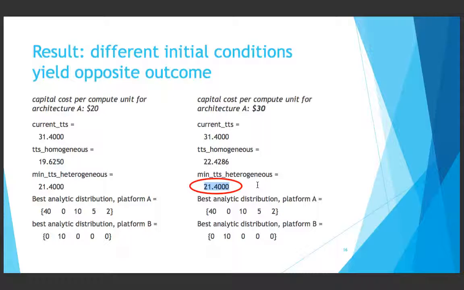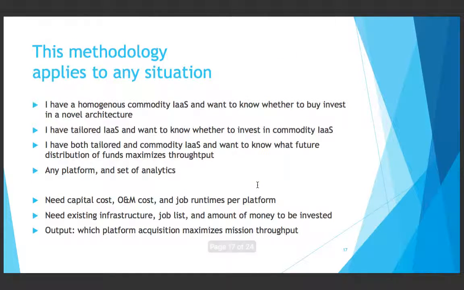So this is the conclusion of the second model. Again, this was to figure out if I have a commodity infrastructure and I want to know whether to buy a novel architecture, this gives the answer to that question in terms of increasing mission throughput. The model is actually a bit more generic than what I showed. You can have as many platforms included in the input as you want. You can investigate 3 choices, 4 choices, and as long as you know the workload and the speed up or decrease in performance of each of those workloads on the different platforms, you can do a brute force search to find the best throughput.